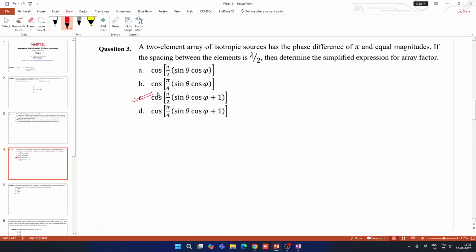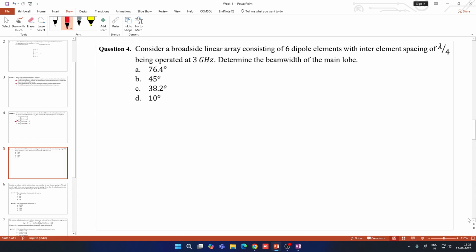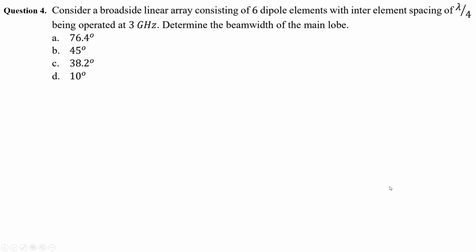I hope this question is clear. If you have any doubt, please let me know. If this is clear, we will move on to question number 4. In question number 4, a broadside linear array consisting of 6 dipole elements with inter-element spacing of lambda by 4 is given, which is being operated at 3 GHz. We have to determine the beam width of the main lobe.